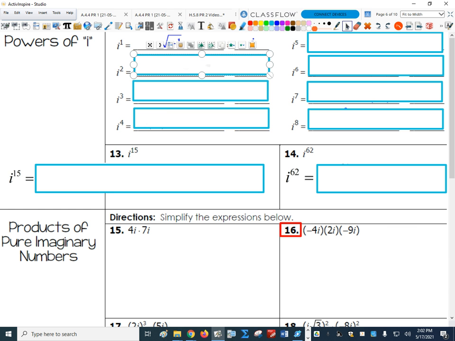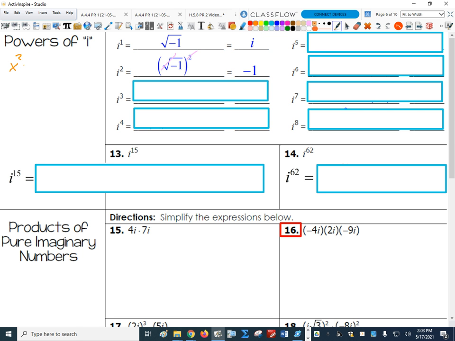Last time we talked about imaginary numbers, we said that the definition of i is equal to the square root of -1, right? So i squared is the square root of -1 squared. Now, when you square a square root, you cancel the radical. So what is i squared equal to? -1. Good.